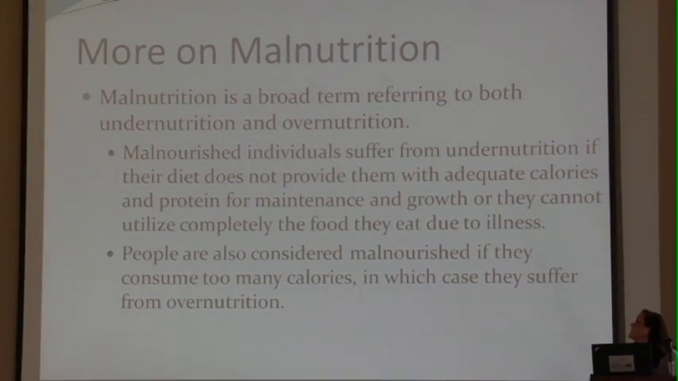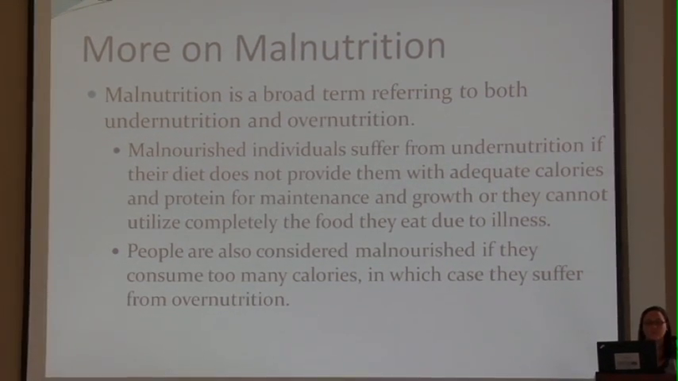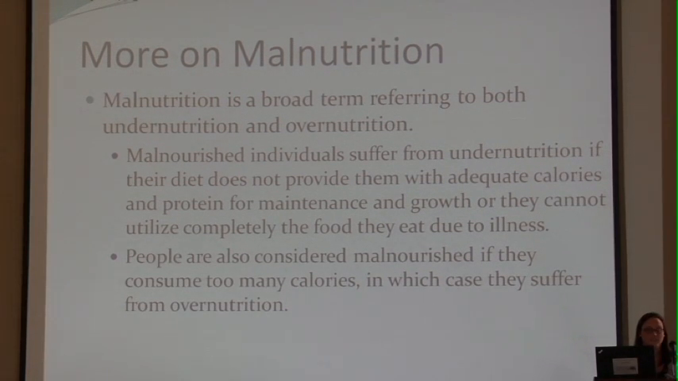Malnutrition is a broad term referring to both undernutrition and overnutrition. Malnourished individuals suffer from undernutrition if their diet does not provide them with adequate calories and protein for maintenance and growth, or if they cannot utilize completely the food they eat due to illness. That's the most common. People are also considered malnourished if they consume too many calories, in which case they suffer from overnutrition.